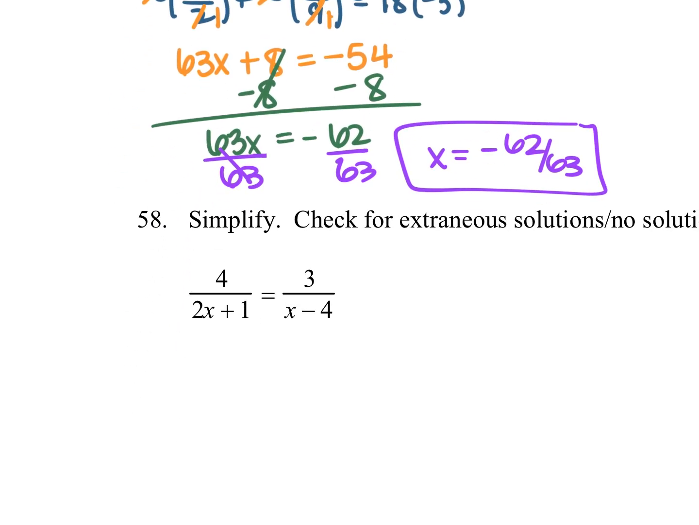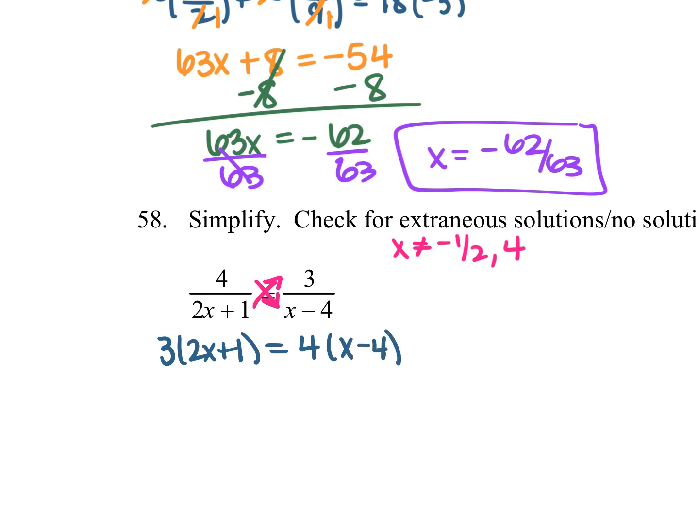For 58, you have 4 over 2x plus 1 is equal to 3 over x minus 4. You're going to cross multiply here and make sure that you check for extraneous solutions. So x cannot equal negative 1/2, nor can it equal 4. So then, like I said, cross multiply. So you're going to have 3 times 2x plus 1 is equal to 4 times x minus 4.